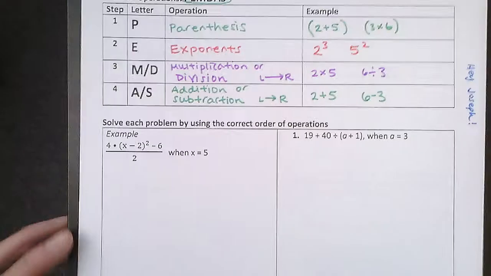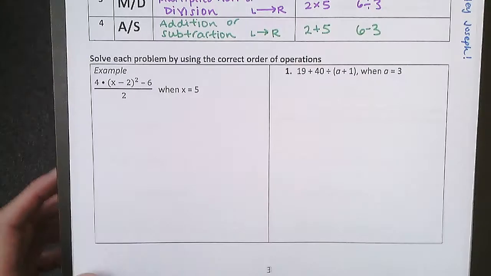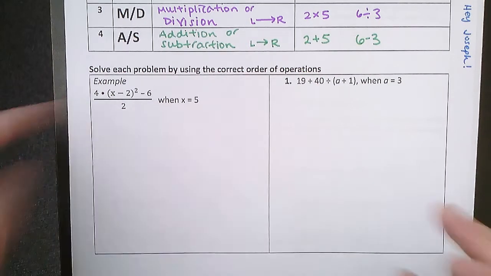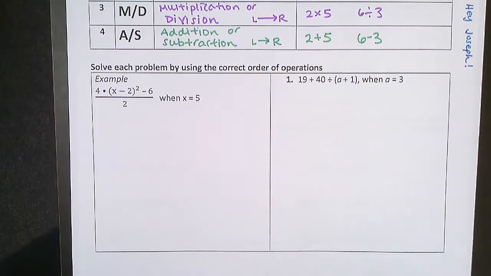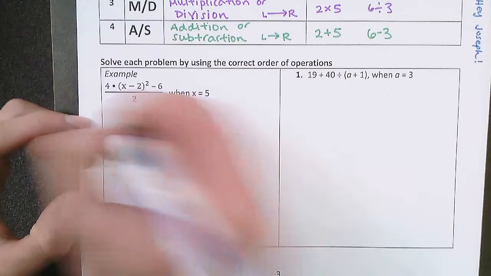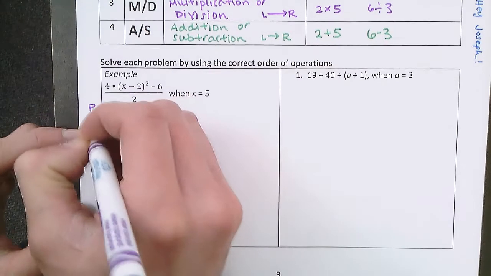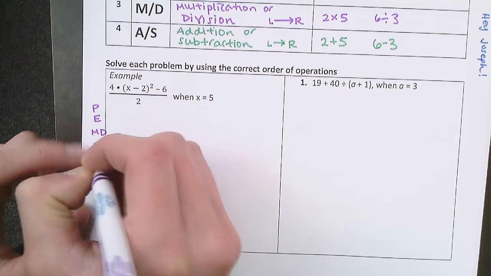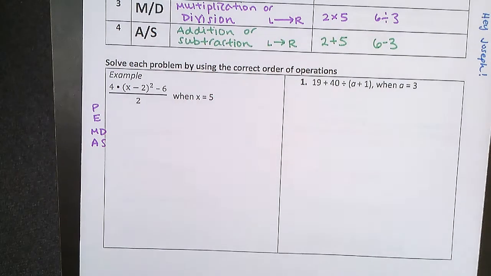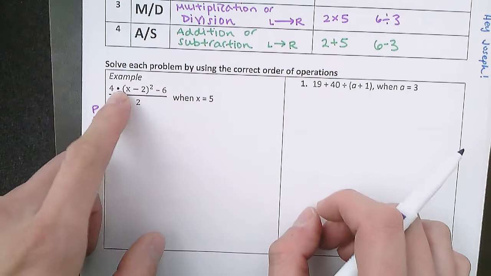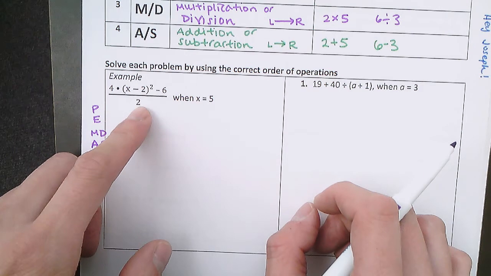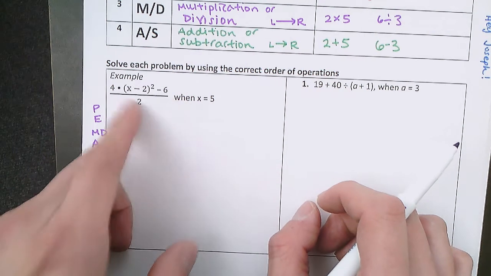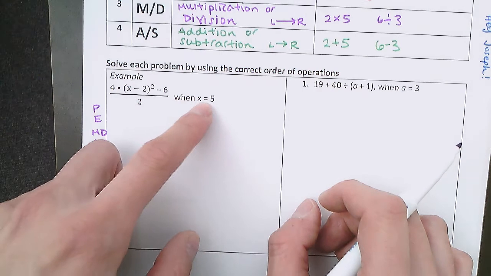Okay, so now let's do one together. And this time, continuing off of what we learned yesterday, this one has a variable. So first, anytime you're solving a problem like this, you want to write PEMDAS right next to the problem so we can remember the order, right? P, E, M, and D, A, and S. Okay, so first, 4 times, and then in parentheses, x minus 2 squared minus 6 divided by 2. And it's telling us we're trying to figure out what this equals when x equals 5.